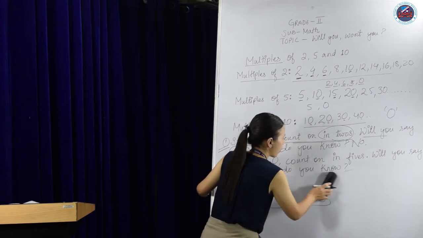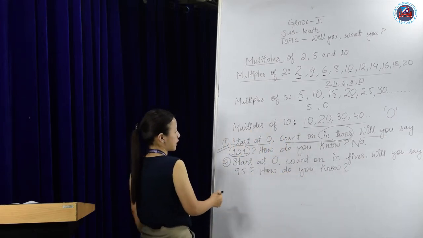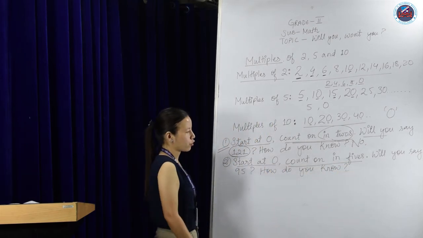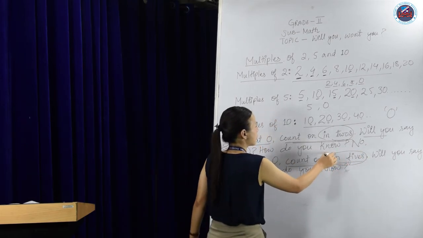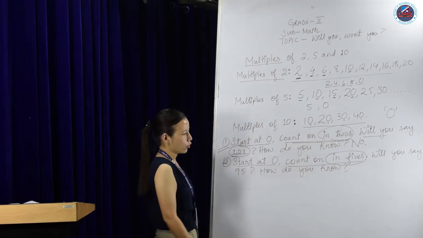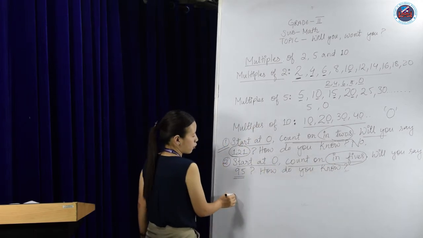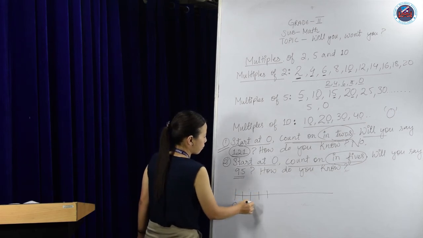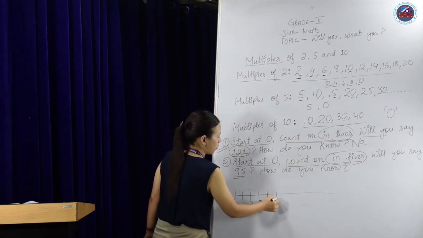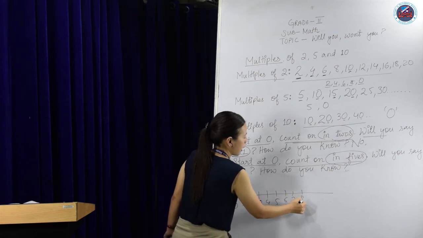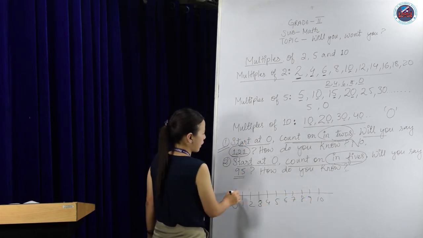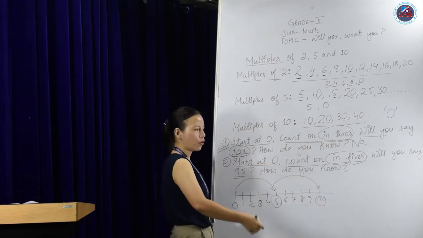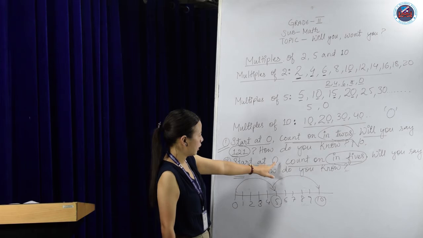Now let's go to the next one. It says, start at 0 and count on in 5s. So we're going to go for multiples of 5. If we count on from 0, we have to count on 5 places: 6, 7, 8, 9, 10. So we count on 5 places, that is 5. Then we get 10, and so on it will go.